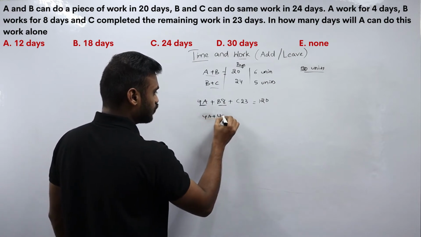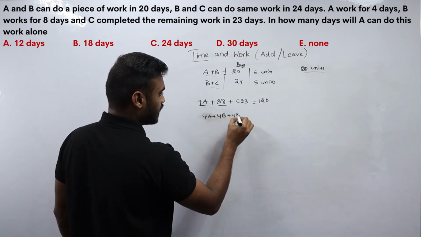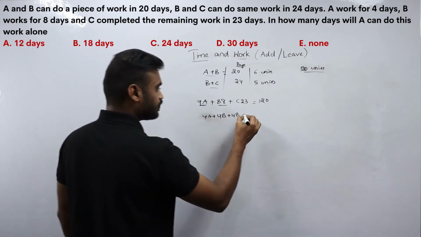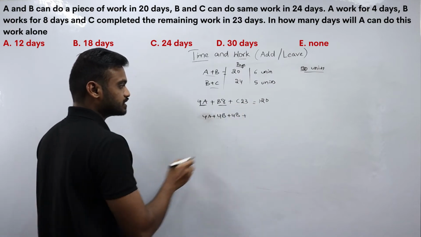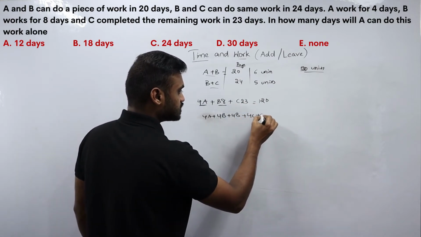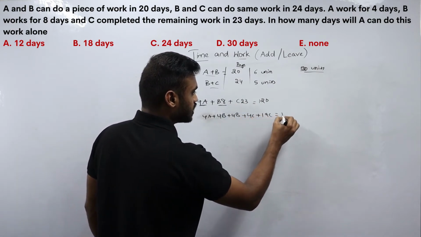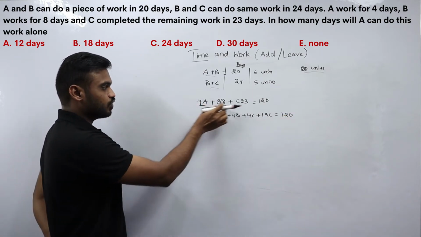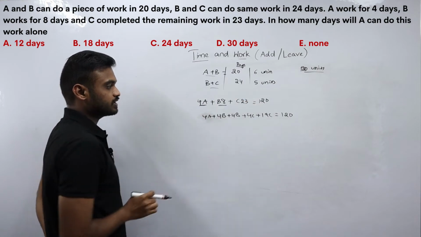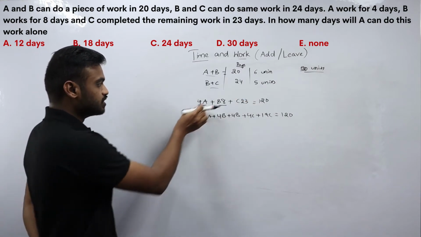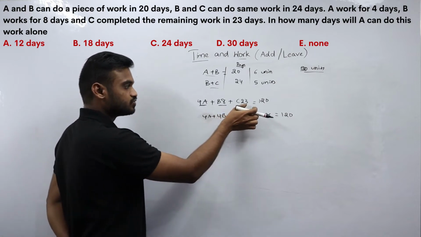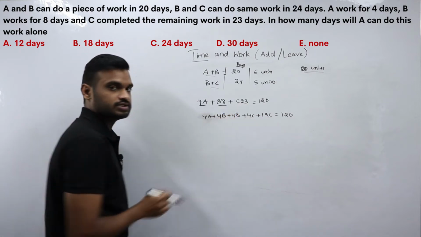4A plus 4B plus 4B. I am writing this 8B as 4B plus 4B, and also I am writing this 23C as 4C plus 19C, equal to 120. See here, they are saying that A worked for 4 days, B worked for 8 days, C worked for 23 days. So I am writing 8B as 4B plus 4B, and 23C as 4C plus 19C.